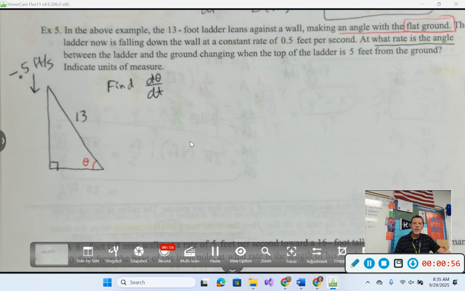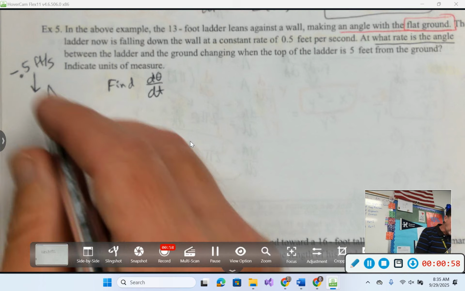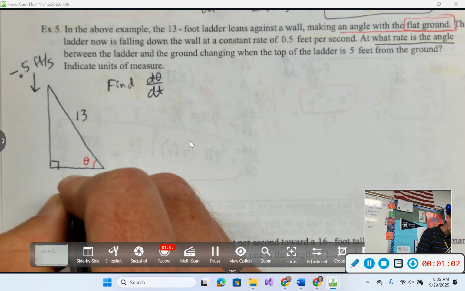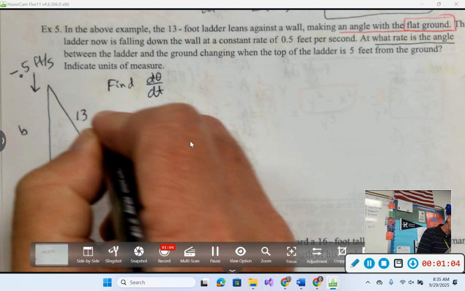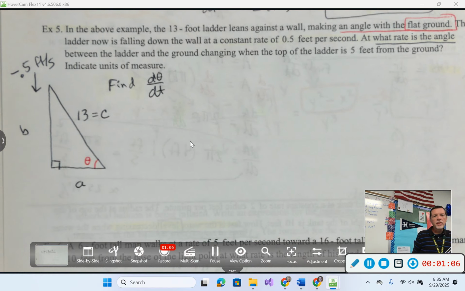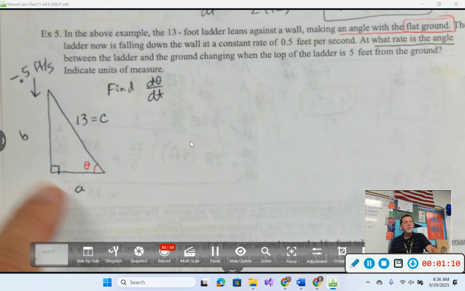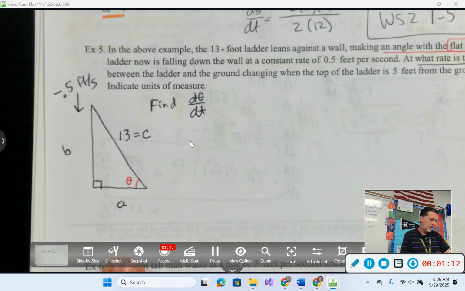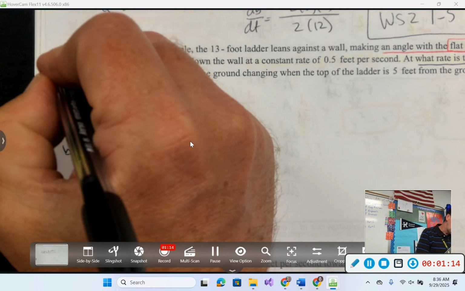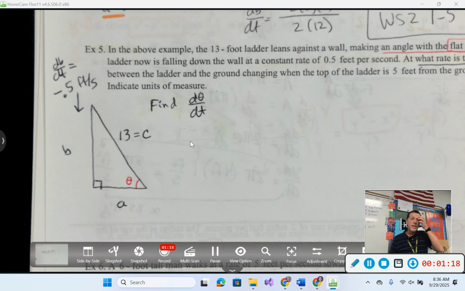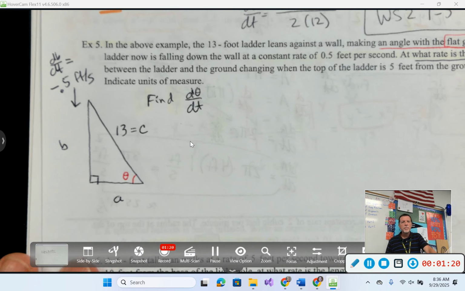And the top of the ladder is 5 feet from the ground. Last one we used A and B and C, so we could probably do that again. We got to be careful. C is constant because the ladder isn't changing, but A and B are changing. So dB dt is negative 0.5.